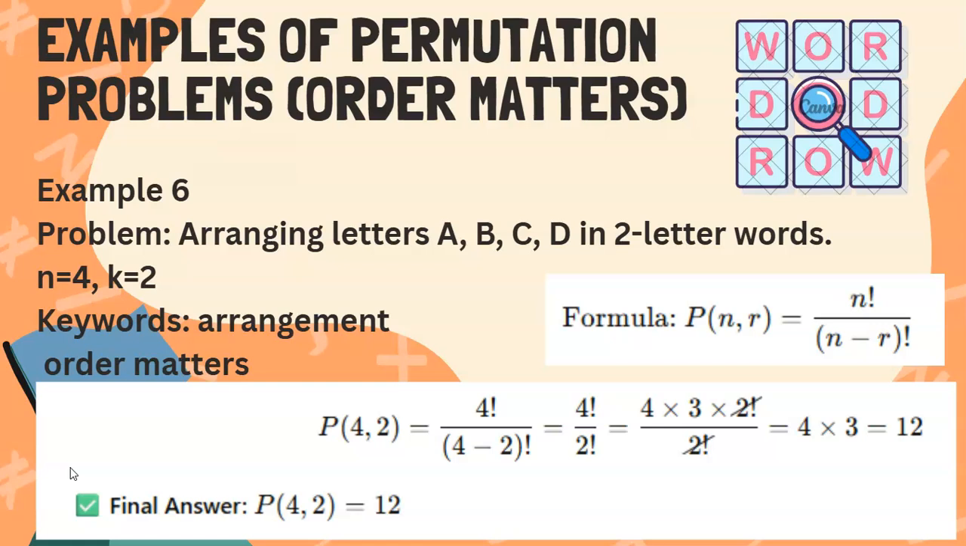So next example for permutation, arranging letters A, B, C, or D into 2-letter words. So how many letters to choose from? 4. A, B, C, or D. So N is equal to 4. And then, how many letters do we need to form a word? 2. Okay? There should be only 2 letters in a word. So R is equal to 2. So this is permutation because of the keyword arrangement. So reason again, the arrangement AB is not the same as the arrangement BA.